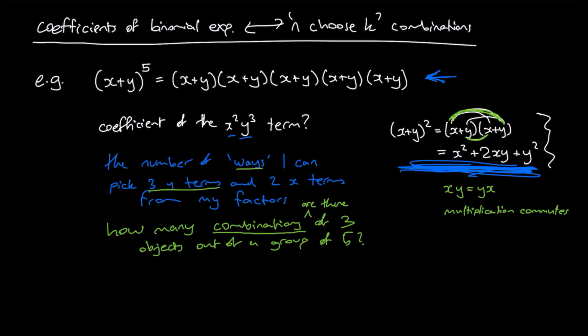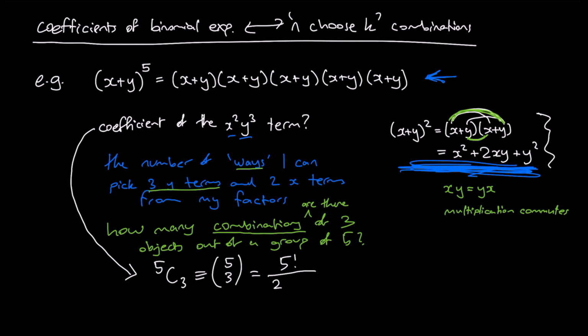So I'm really asking for, when I want to know the coefficient of the x squared y cubed term, that coefficient is going to be 5 choose 3, or in the notation I'm going to use for most of this video, 5 choose 3, which is 5 factorial over (5 minus 3) factorial times 3 factorial. So it's equal to 5 times 4 times 3 times 2 times 1, but the 1's not going to change anything. 2 times 3 times 2.